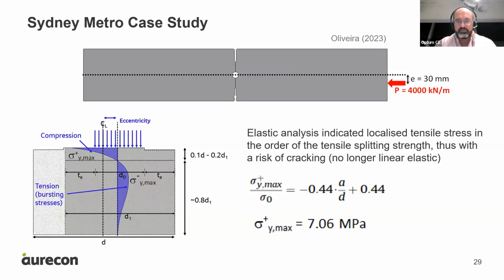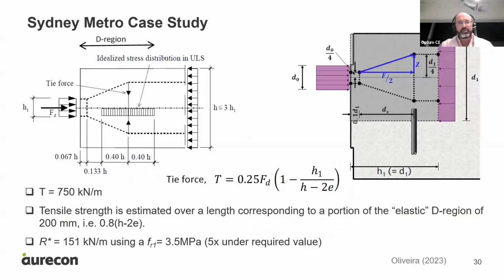If it splits, we need to do something. So the typical approach is you estimate what is this tensile force that I need to provide. In this case, I'm estimating by using conventional strut-and-tie modeling, and I estimate that I need 750 kilonewtons per meter at about sort of close to 0.5 of the depth of the thickness of the segment.